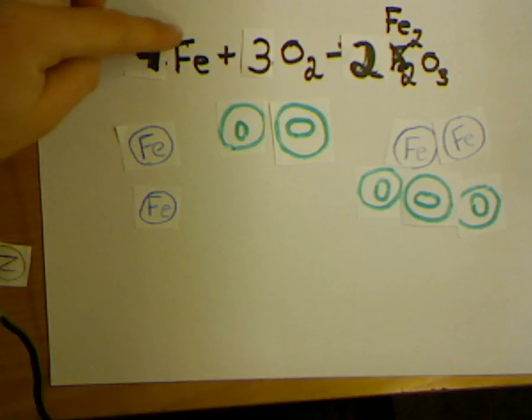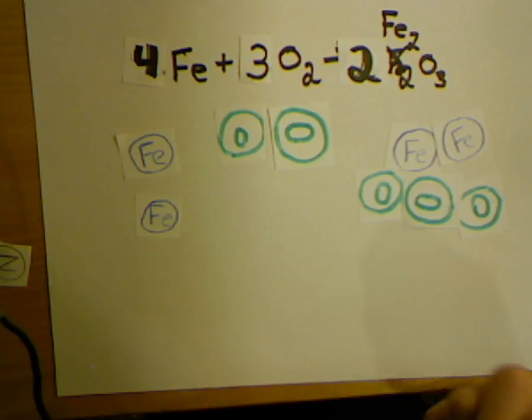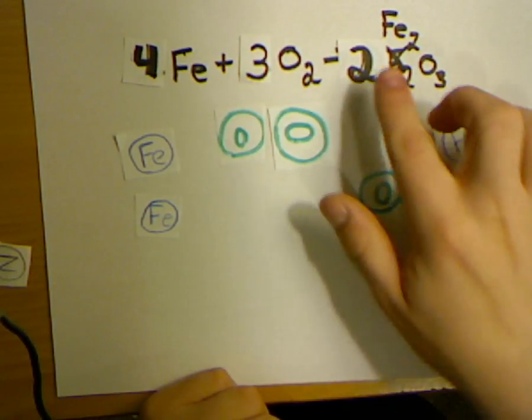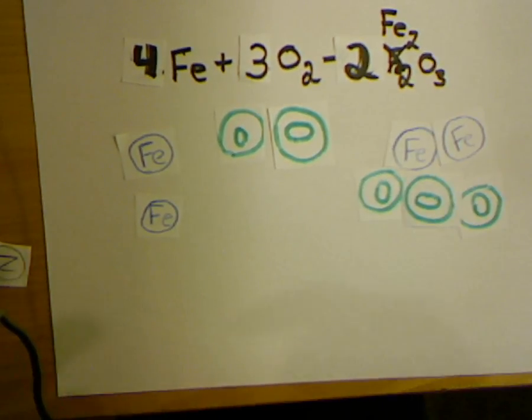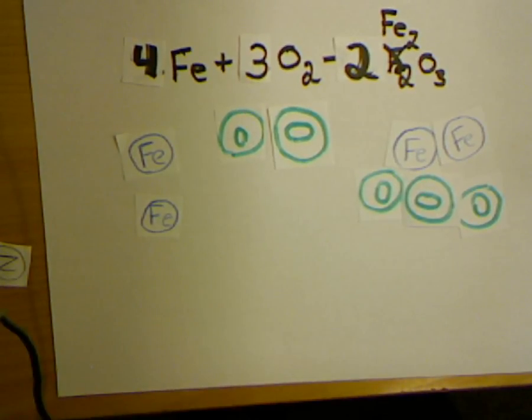And now we can check Fe2. So we have 4 irons on this side and 4 irons on this side. Check. And we have 3 oxygens on this, 6 oxygens on this side and 6 oxygens on this side. So all of our equations balance out. And so this is just a simple synthesis reaction chemical equation balancing technique that you can use. And in our next video, we will go over more complicated reactions and how to balance those equations.